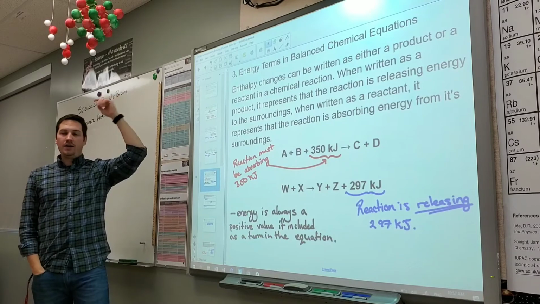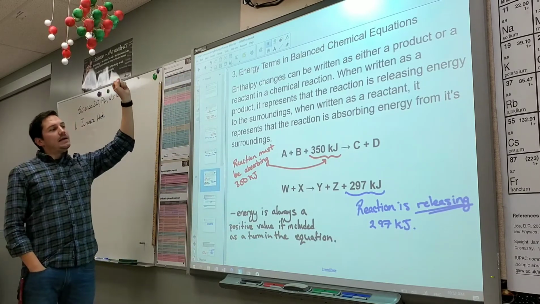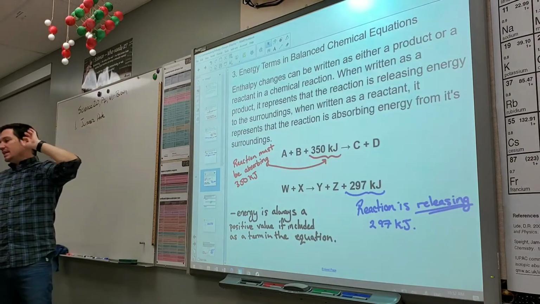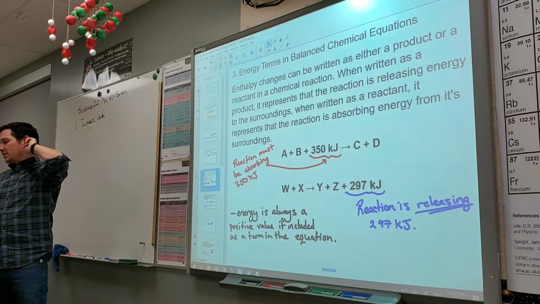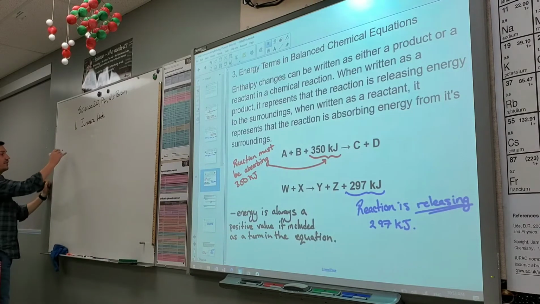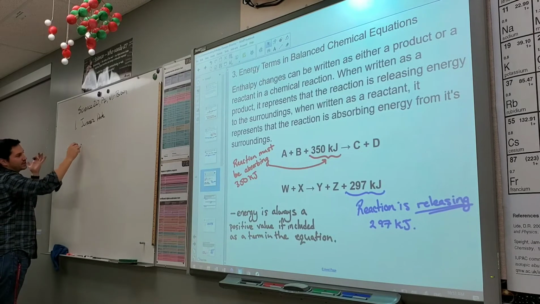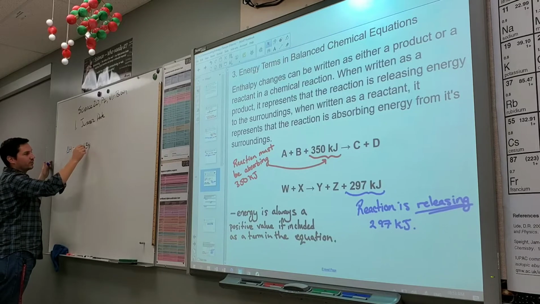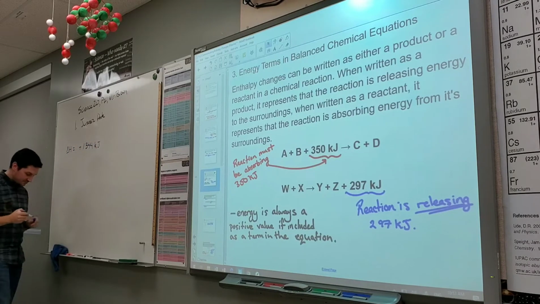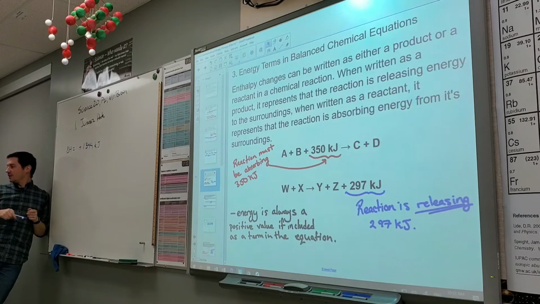All right. This is a big one. This is one that I really wanted to focus on. Enthalpy changes can be written as either a product or a reactant. Now, what I want to ask you is, if an equation has an enthalpy change of plus 1,344 kilojoules, is this reaction releasing energy or absorbing energy from its surroundings? Absorbing. It's absorbing energy from its surroundings.